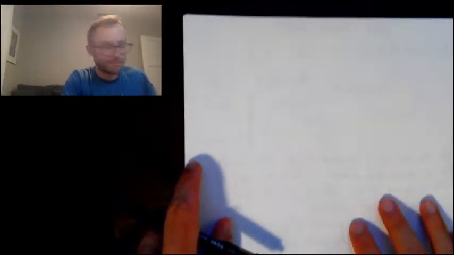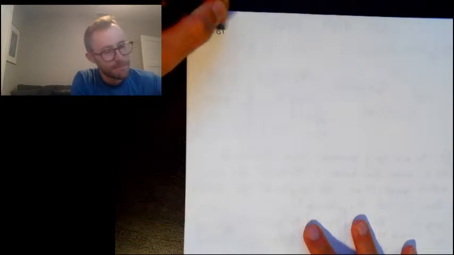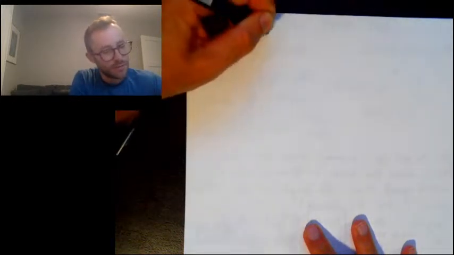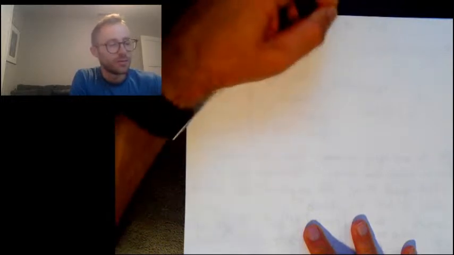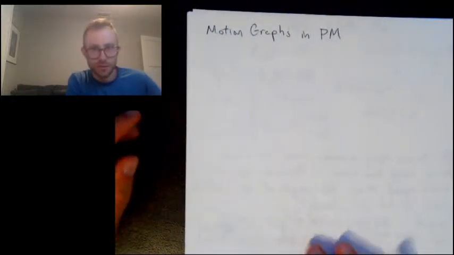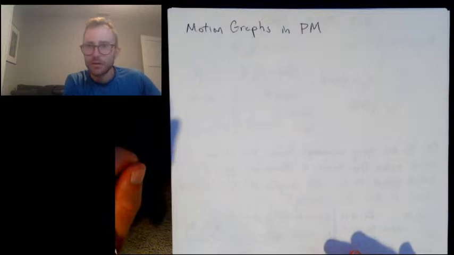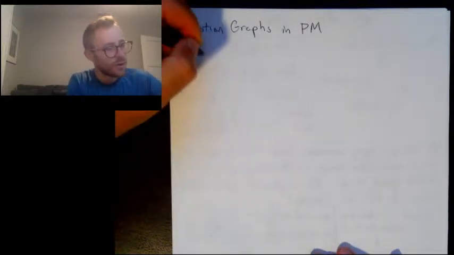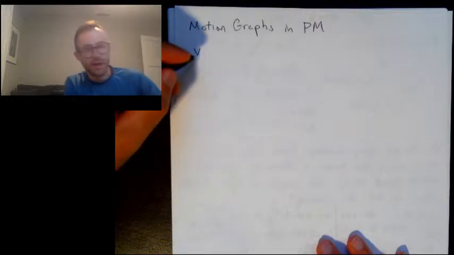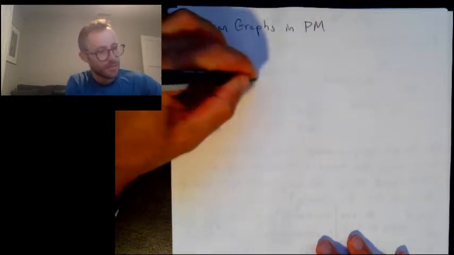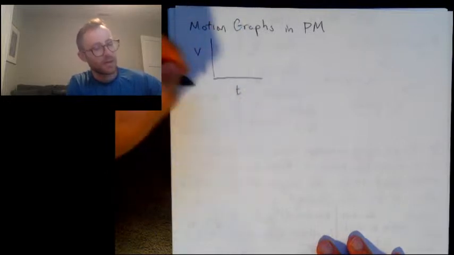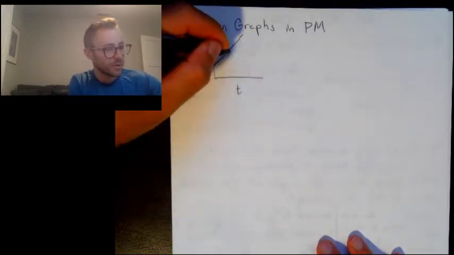Now we're going to move on to the second part of today's lesson, which is motion graphs in projectile motion. How can we use motion graphs in projectile motion? You might recall that we had velocity-time graphs, and the slope of a velocity-time graph was acceleration.